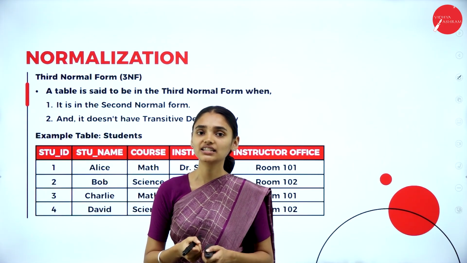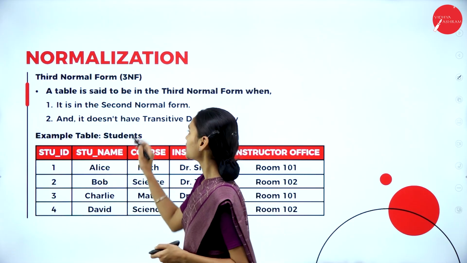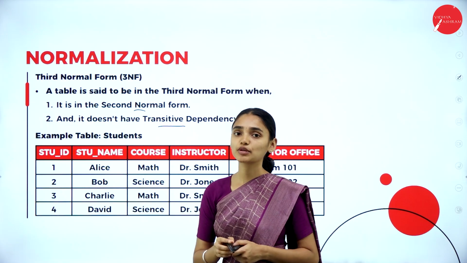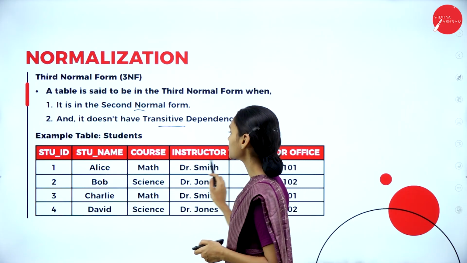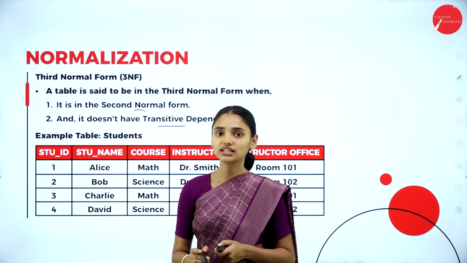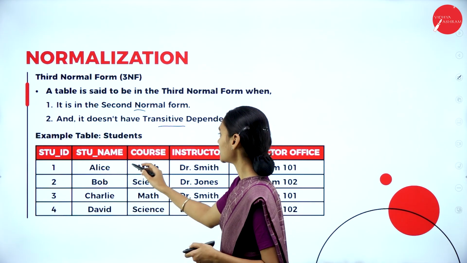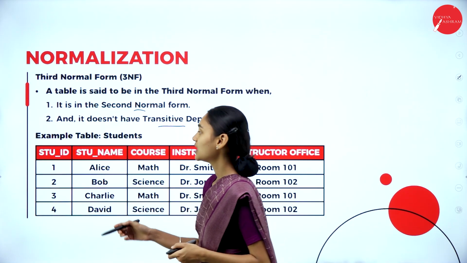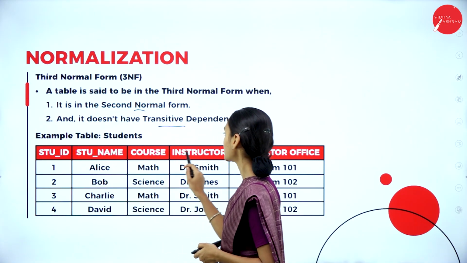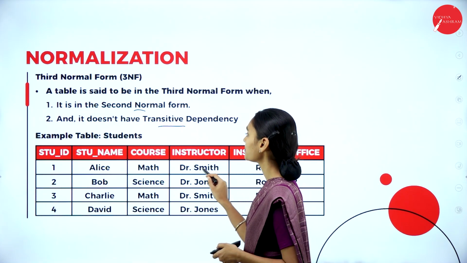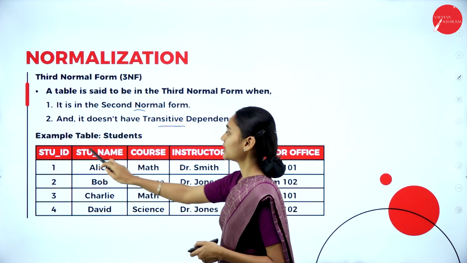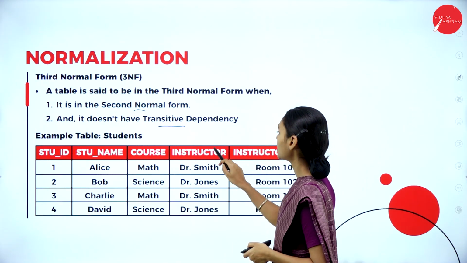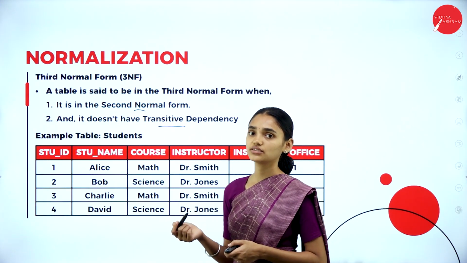Now if you want to say that the table is in the third normal form, it should be in the second normal form and it does not have transitive dependency. Means all the non-prime attributes should depend only on the primary key. The example for that is student ID, student name, courses, instructor and instructor office. Here everything must depend on student ID itself, but in this table the instructor office depends on the instructor. Here we have transitive dependency.